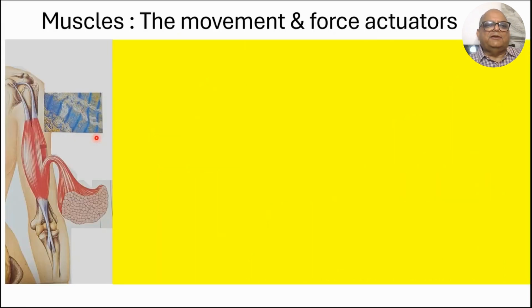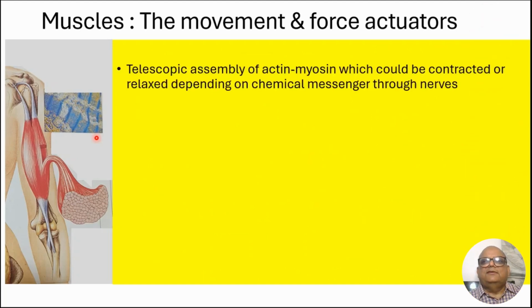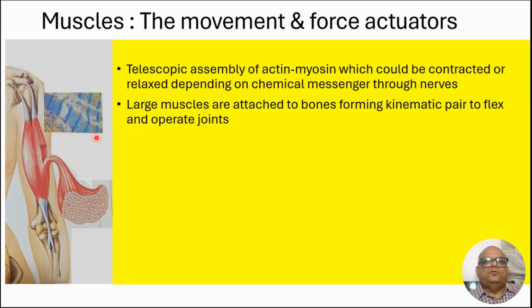Then muscles are there. Of course, they are telescopic actin myosin assemblies, which are somewhat like a hydraulic or pneumatic cylinder in engineering terms. So they can contract or they can be relaxed depending on the chemical messenger present, which can be presented through the nerves that are coming there. Okay. And larger muscles will usually be attached to the bone through some collagen kind of fibers. Okay. And they form the kinematic pair, that is between the joint. It will be spanning this and this bone.